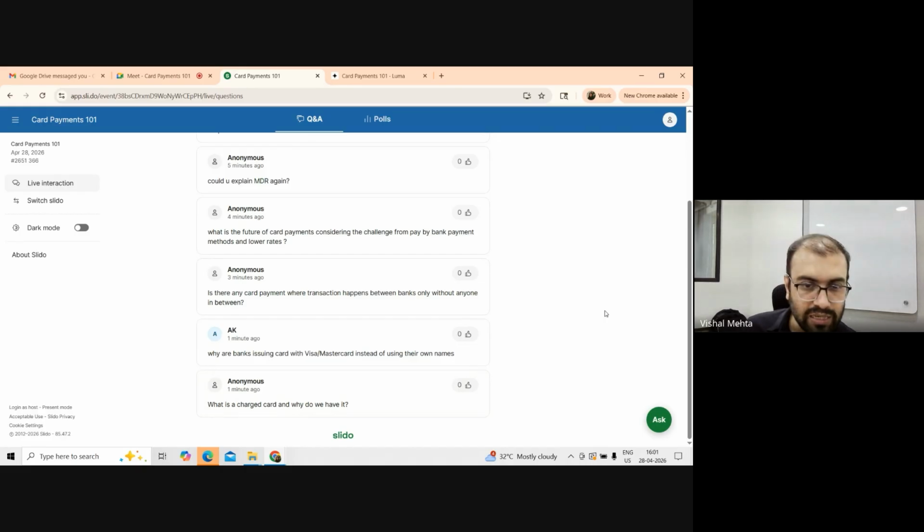Then the next question is, is there any card payment where the transaction happens between banks only without anyone in between? Yes, that is called an on-us transaction. There are two types of transaction: on-us and off-us. Off-us is the typical flow, which I explained. On-us is when the card network is not there. The acquirer is equal to the issuer. That would be called an on-us transaction.